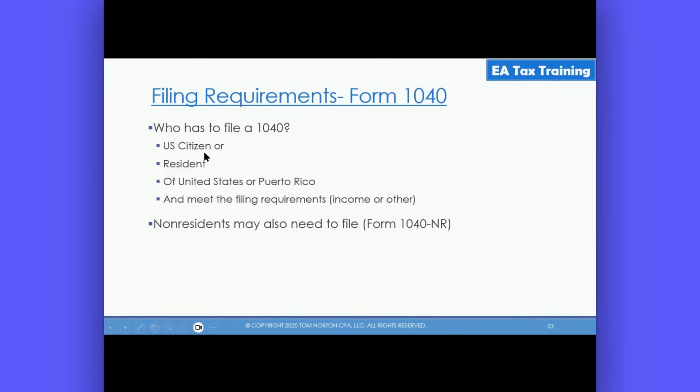So this is it. If you are a U.S. citizen or a resident of the United States or Puerto Rico and you meet those minimum filing requirements, then you need to file a Form 1040. So you will want to know that for the EA exam. Now, it is also important to point out that some non-residents that have US-based income will also need to file a return. They don't file a regular 1040. They file this other return called a 1040NR for non-resident, and we'll look at that a little bit later. But for most taxpayers, this is who needs to file the Form 1040.